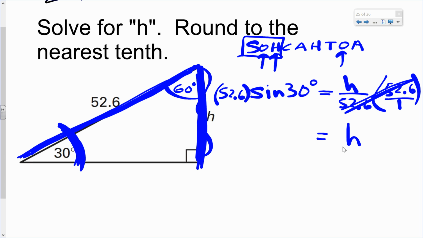And now look at it. I'm just going to type this in my calculator. 52.6 times the sine of 30. Go ahead and type it in your calculator and run it here. You don't even have to put the times symbol. Just put 52.6 sine 30. What did you get, Fenderson? Nice. Anybody different with Monroy? No, we're good.